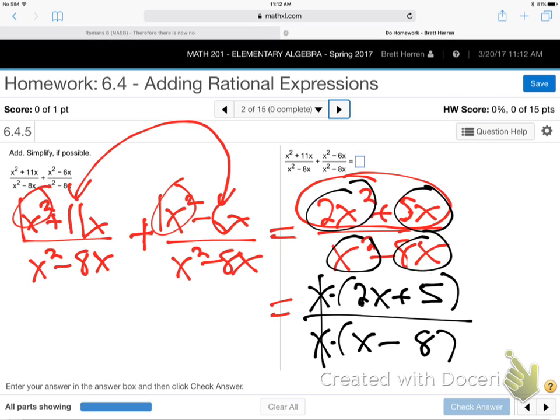You can buy just one. That's shopping at a normal store, right? So then my answer is just the 2x plus 5 over the x minus 8. We're done.